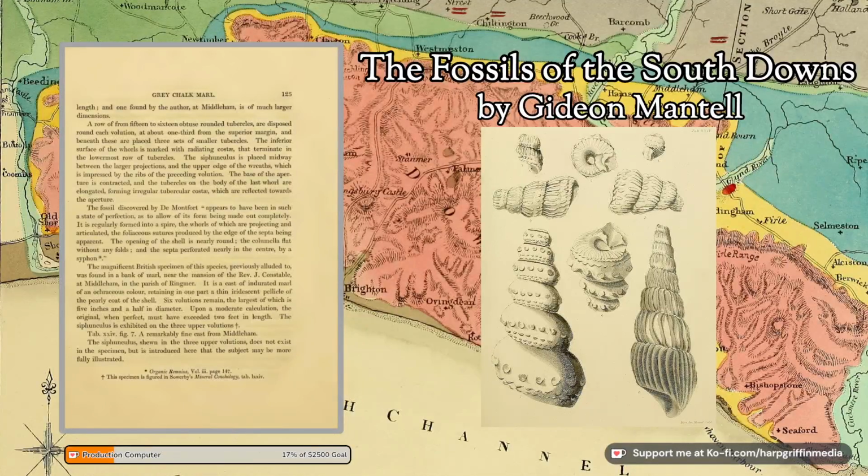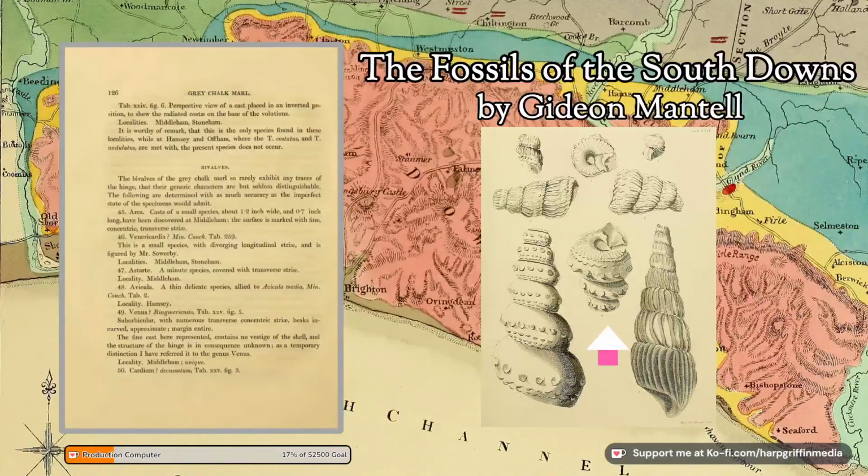6 volutions remain, the largest of which is 5.5 inches in diameter. Upon a moderate calculation, the original, when perfect, must have exceeded 2 feet in length. The Sphinculus is exhibited on the 3 upper volutions. Tablet 24, Figure 7. A remarkably fine cast from Middleham. The Sphinculus shown in the three upper volutions does not exist in the specimen, but is introduced here that the subject may be more fully illustrated.